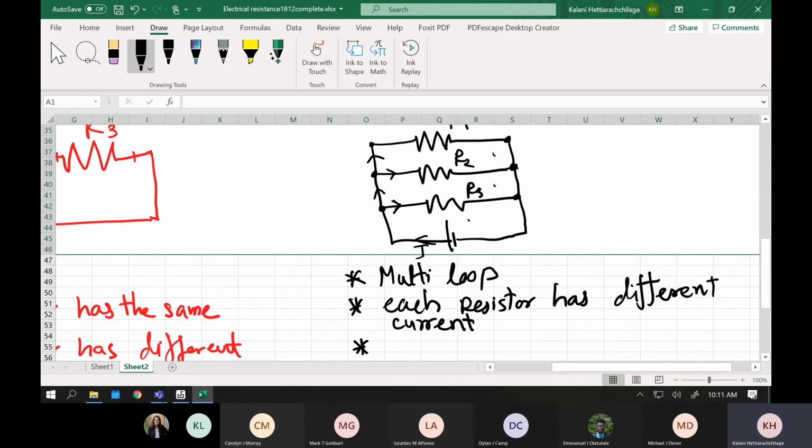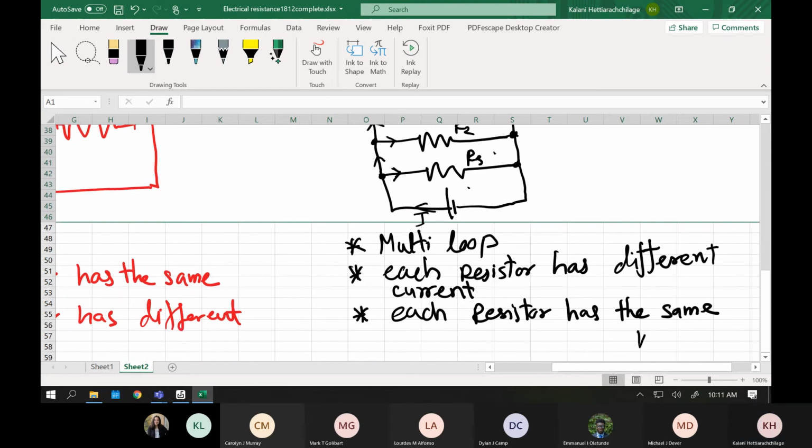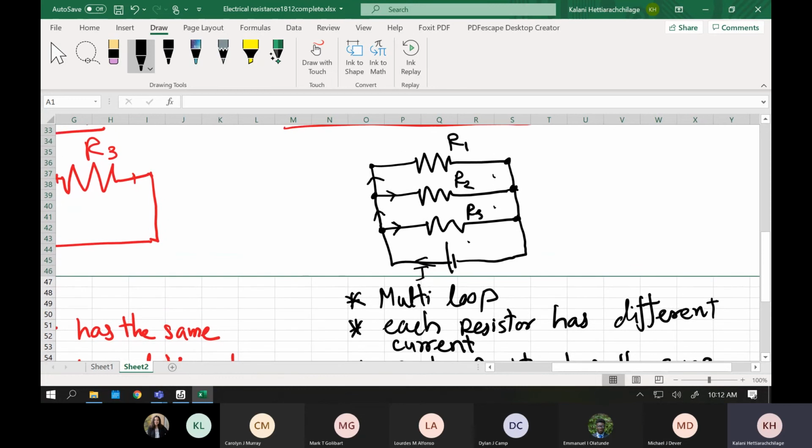Okay, so now what I said is that each resistor has the same voltage. Okay, so that's the difference. So you guys need to understand the difference between these two. If you can identify those, that will be easy to solve the problems in your class. But we are not going to solve that problem in your lab.